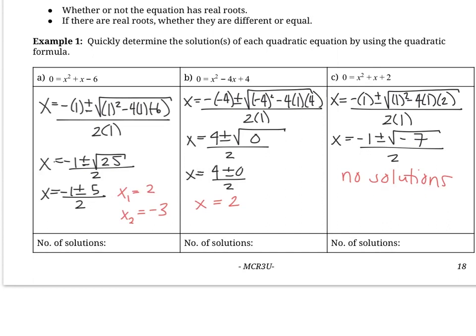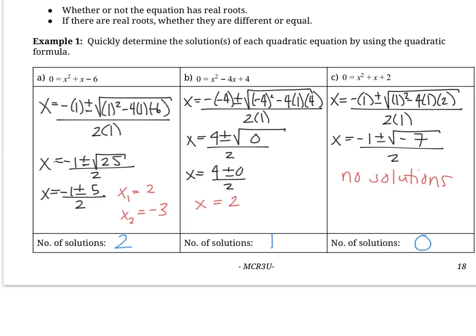So we're just going to add in these notes. The number of solutions for the first one was 2. And by solutions, I mean unique solutions, so different ones. So 2 different ones for A, 1 unique one for B, and 0 solutions for C. We want to find a faster way to determine whether an equation is solvable at all. That's to say, is there a solution at all, and is there one solution or two solutions?